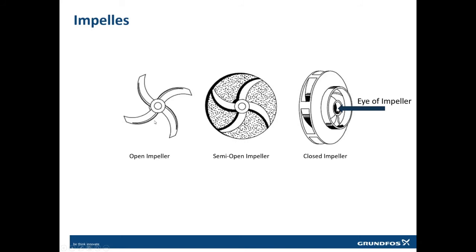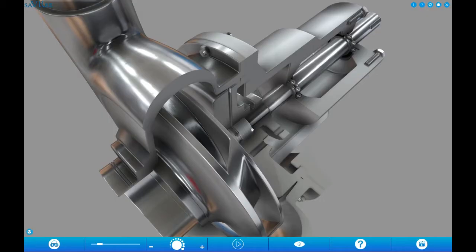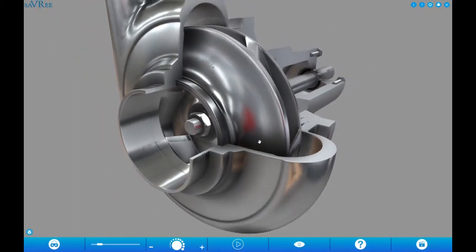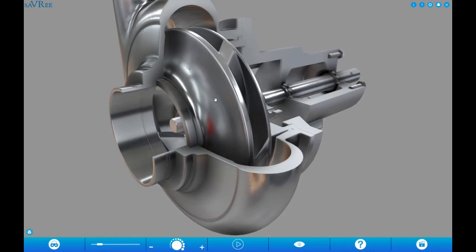So there are three types of impellers. The first one has no disc around the impeller. This is the impeller, no disc on this side, no disc on that side. This is called an open impeller. A semi-open impeller has a disc on one side, but the other side is completely open. The third and most used impeller is the closed impeller. The closed impeller has a disc on both sides of the vanes. And this is a closed impeller.